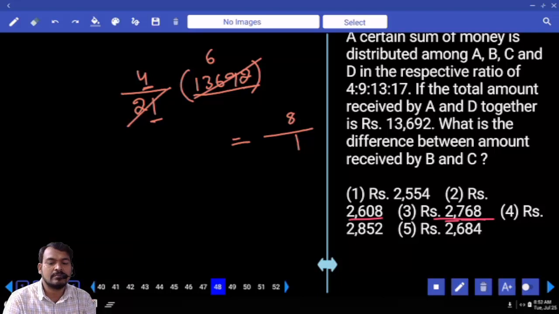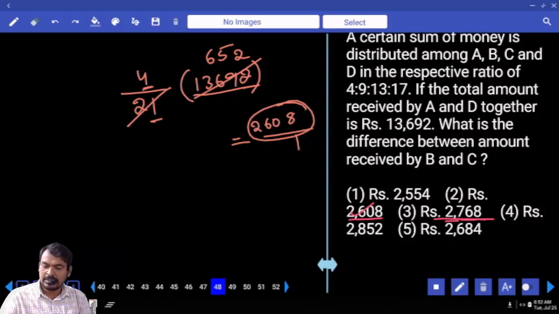21 times 6 is how much? 126. What is the remaining? 10, means 109. 21 times 5 is 105. Remaining 42. How many times? 2 times, or 4 into 652. That will be 2608. Which option? Second option.